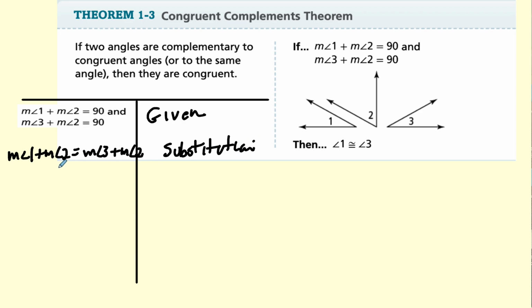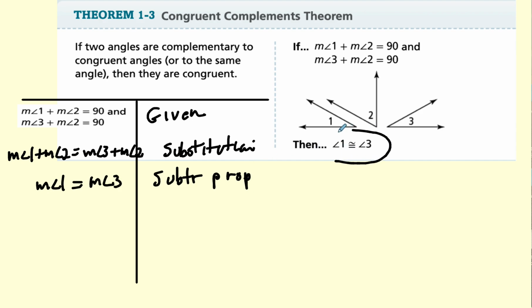I'm going to subtract measure of angle 2 on both sides, so that I'll be left with measure of angle 1 and measure of angle 3 because I went through a subtraction process. Now what I'm trying to prove is that angle 1 is congruent to angle 3. I have equals, so I just change it to congruent, and just like before, that's definition of congruent angles. If angles are equal in measure, then they are congruent.